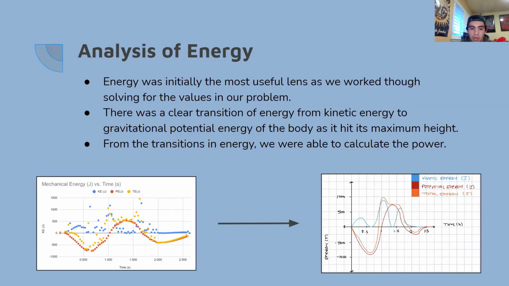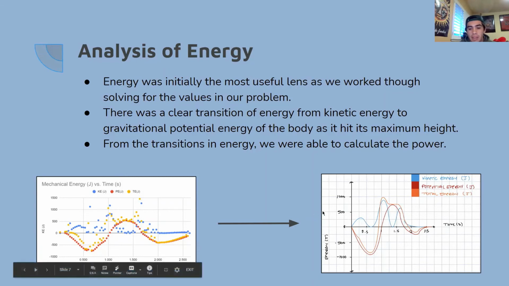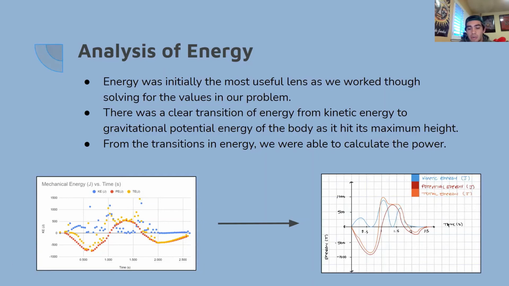With the raw data, we were able to graph the mechanical energy, which is the total energy graph, the kinetic energy graph, and the potential energy graph, as you can see right here. Then we smoothed it out with this graph right here. With these transitions in energy, we were able to calculate power.